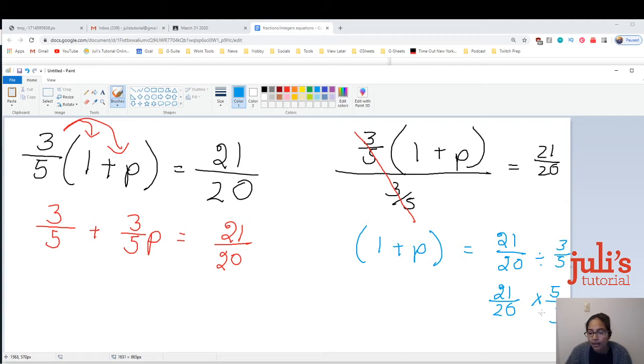Alright? Then you can do something interesting here. 5 goes into 20 4 times. 5 goes into 5 one time. So this cancels out and we replace this with 4 and this becomes 1. So now I'm left with 21 over 4 times 1 over 3, which is 21 over 12.